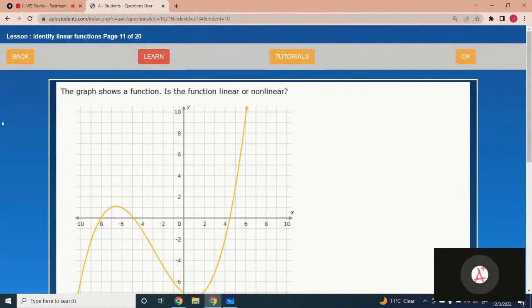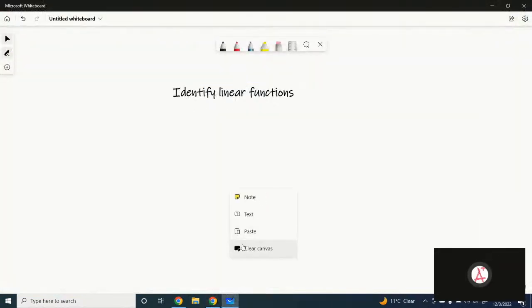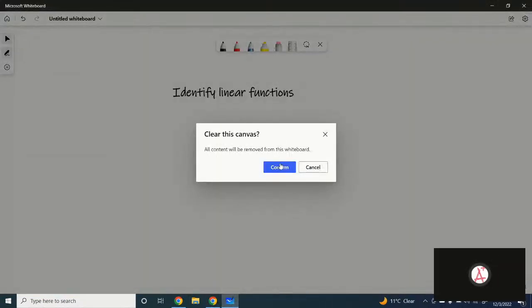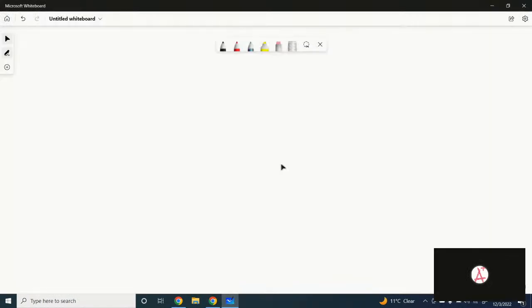Okay, you can complete the test by yourself later today. Let me just move on to the next topic. The next topic is find the slope of a graph. So the next lesson is, let me write down the lesson name: Find the slope of the graph.